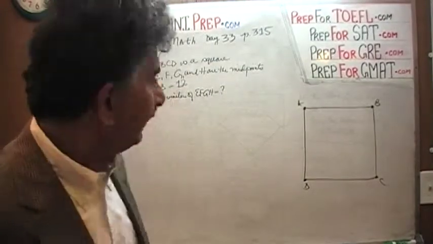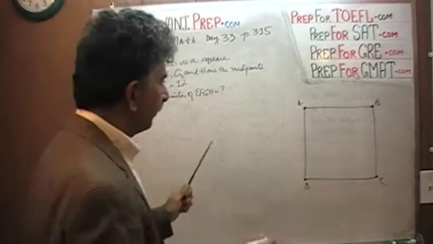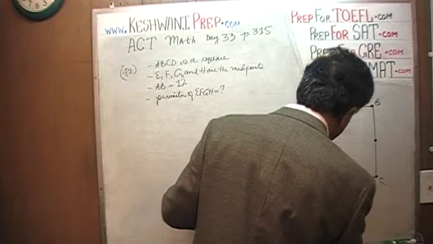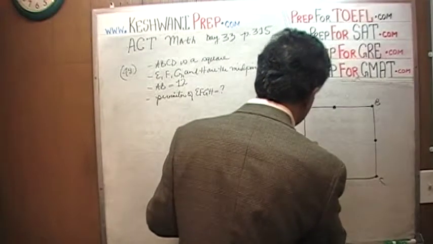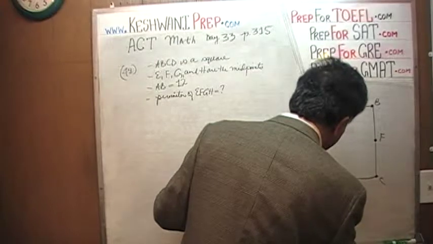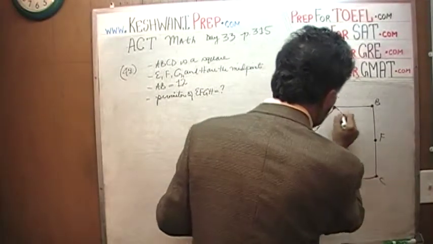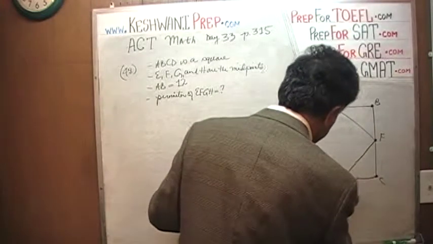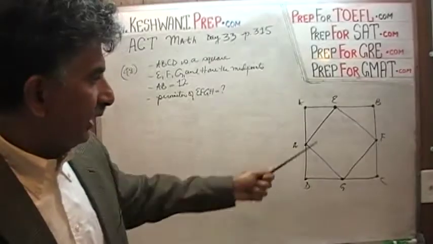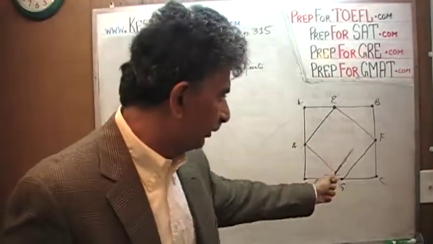We are also told that E, F, G, and H are the midpoints. So let's draw the midpoints here, E, F, G, and H, and they are all connected. So we have another square inside the larger square, a smaller square. This is also a square because all of these sides are equal to each other.